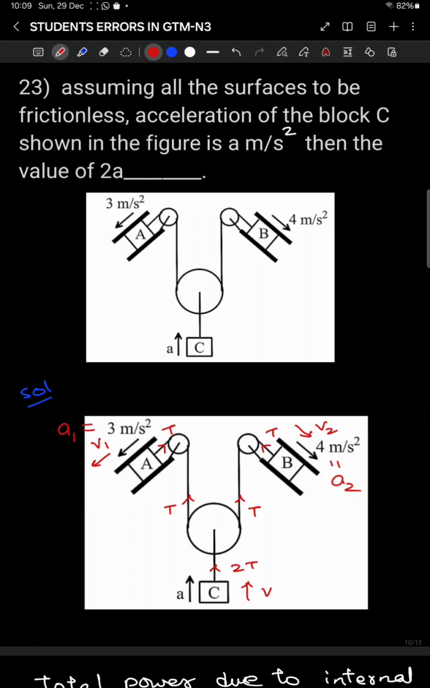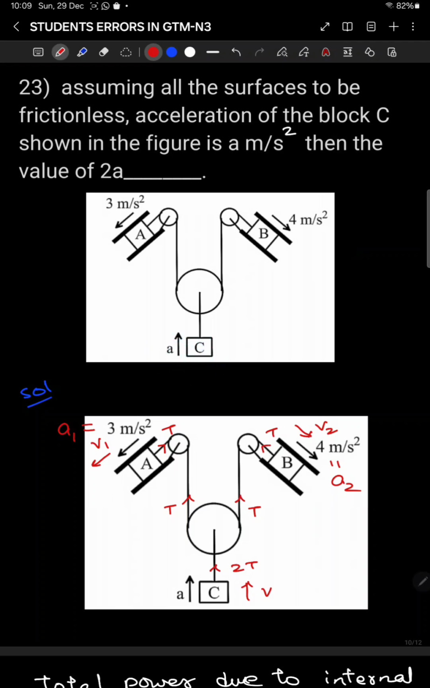Let us go to next question. This question belongs to constraint motion in NLM. Here we have a pulley and this pulley is connected to two more pulleys, and here block A is moving with an acceleration 3 meter per second square. Block B moving with an acceleration 4 meter per second square, and they are asked to find acceleration of C.